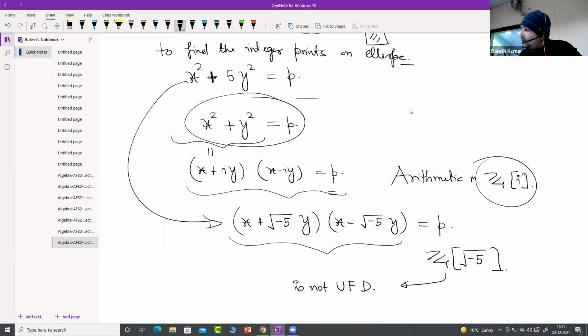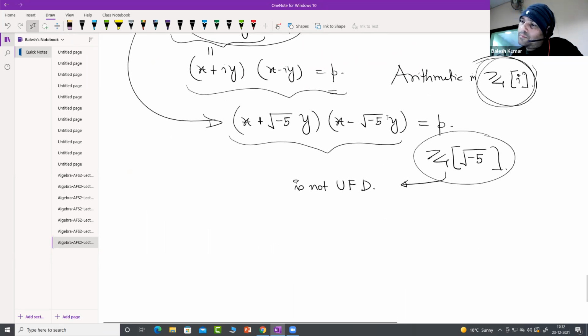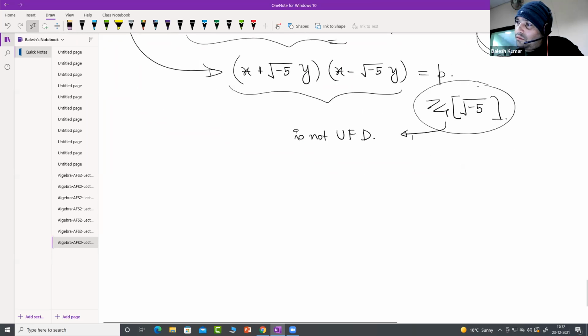And as we will see, this Z[i] or Z[square root of minus 5] are actually collections of certain algebraic integers. That's the place where in number theory one would like to, for example, study them. I am giving simple instances where they do play a role, just to motivate why one would like to study these algebraic integers.